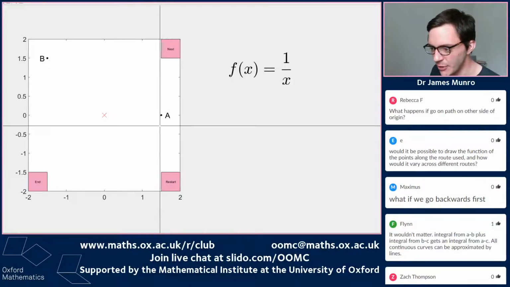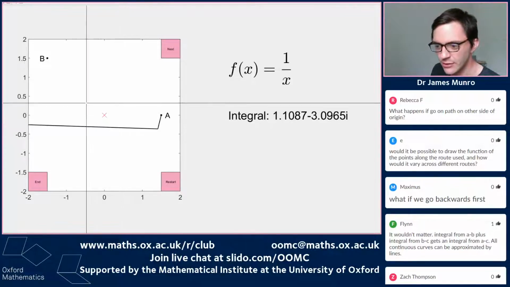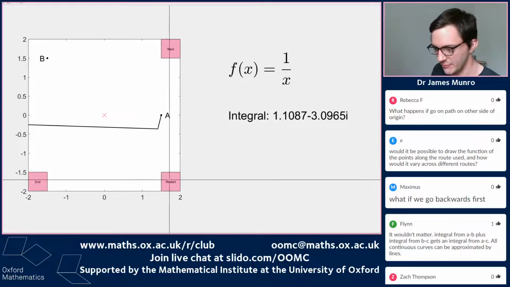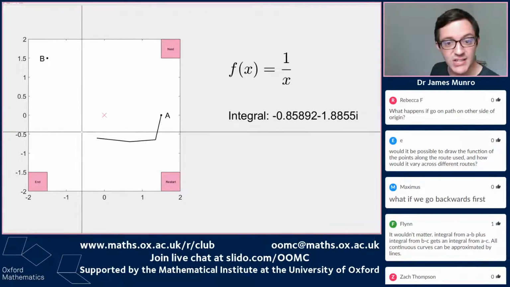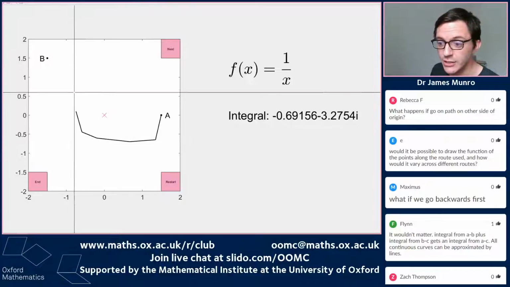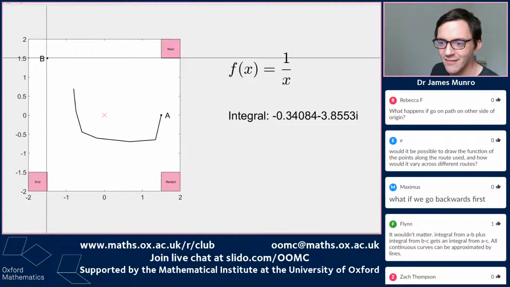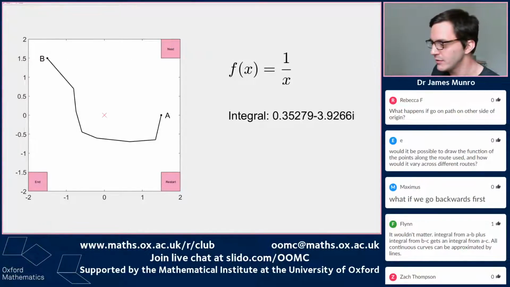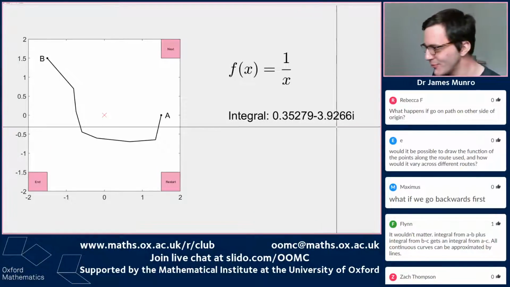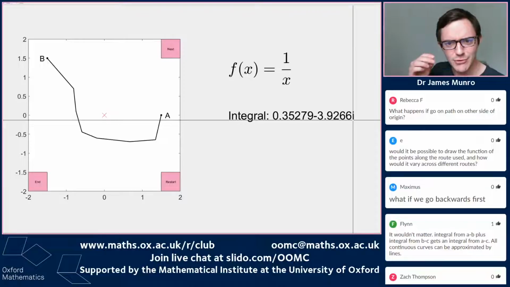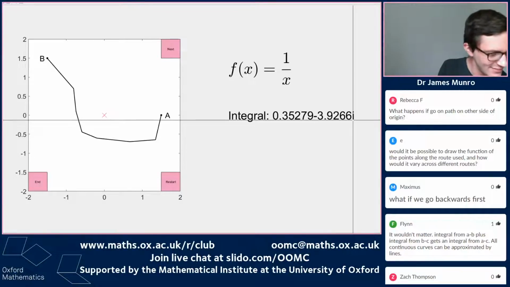Somebody wanted to go in the opposite direction to start off with, so that's all right. Let's go. Oh, I've kind of messed that up. Let's go over here. Rebecca says, what if we go on the other side of the origin? Okay. To B. And I get 0.34. Ooh, minus 3.9i. What was it before? Is it sort of plus 2.4i?